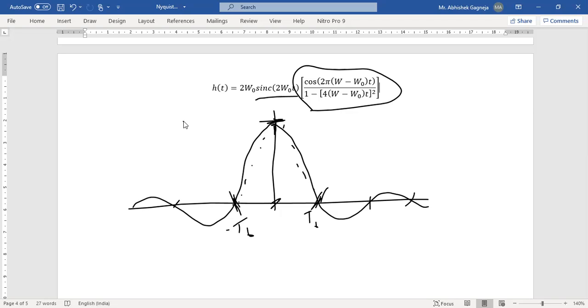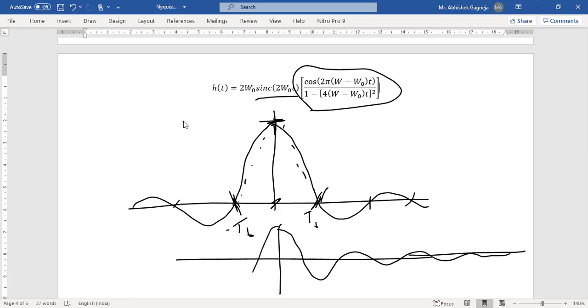This system is going to be multiplied by a damping cosine wave.